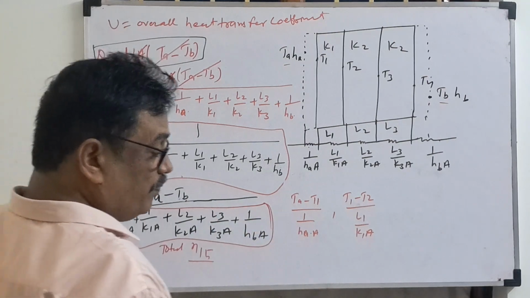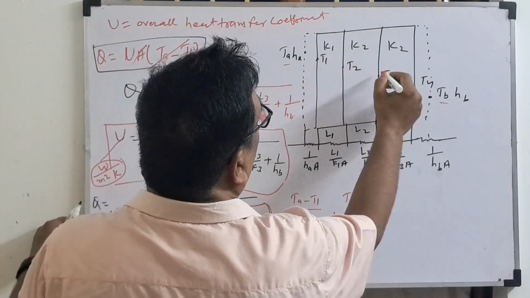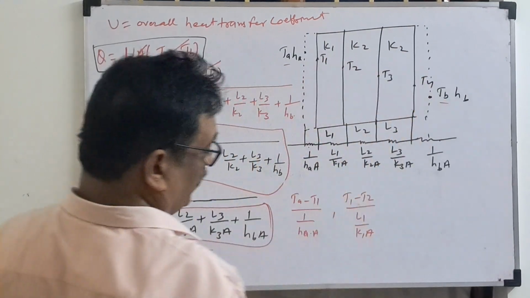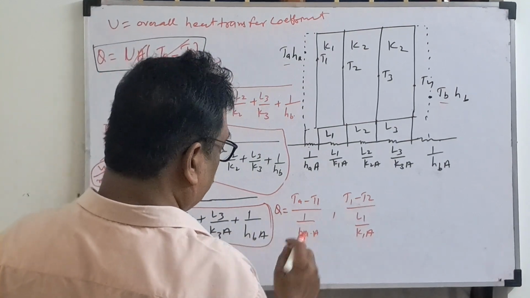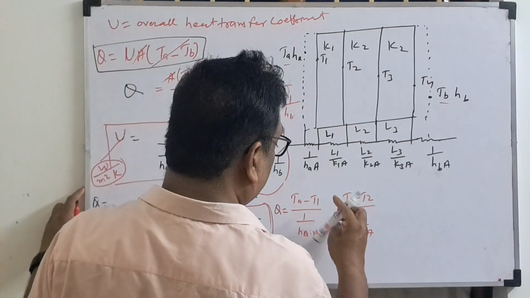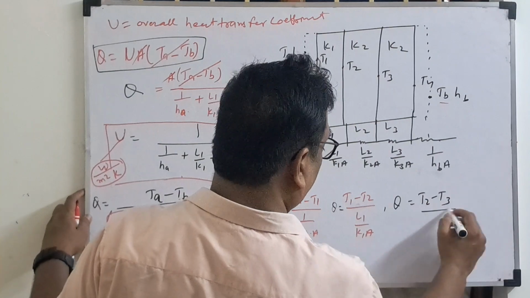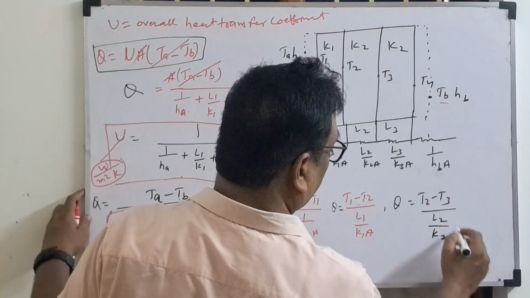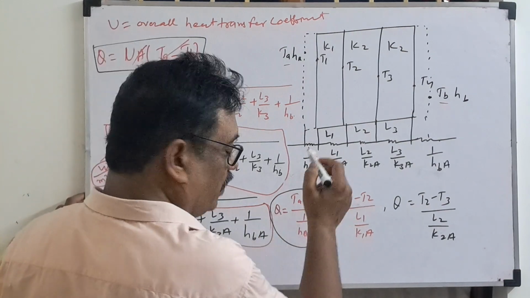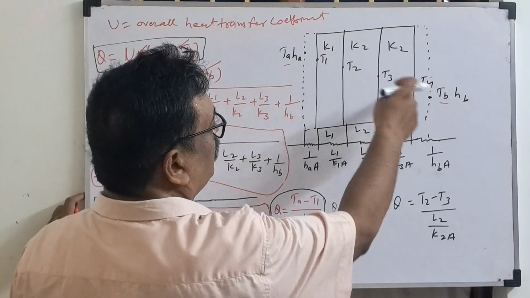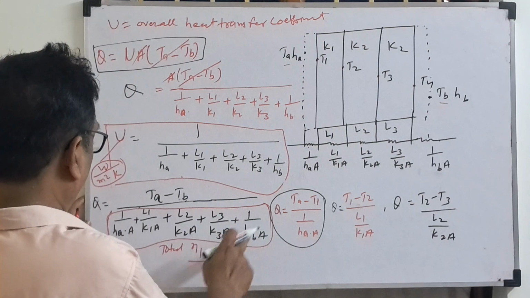Then how will we find the interface temperature? T1, T2, T3, T4 are the interface temperatures here. Look here, this itself is Q, this itself is Q, this itself is Q. Then another, T2 minus T3 by L2 by K2A, itself Q. Similar for this also. So we'll take this one first. If you want the interface temperature, that means T1, T2, T3, T4 are the interface temperatures. Q you can find out from this formula.